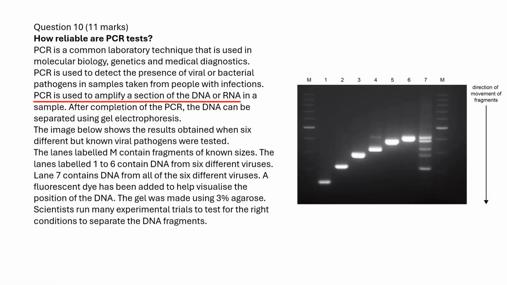PCR is used to amplify a section of the DNA or RNA in a sample. After completion of the PCR, the DNA can be separated using gel electrophoresis. M lanes are the marker of known DNA sizes, and lanes 1 to 6 are DNA samples. The gel is 3% agarose.